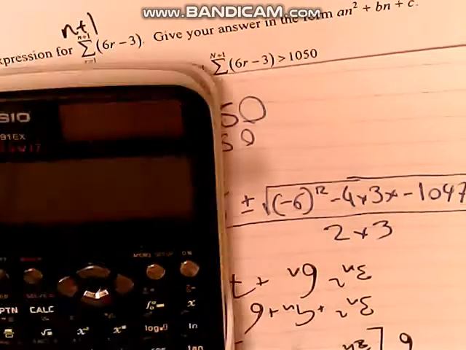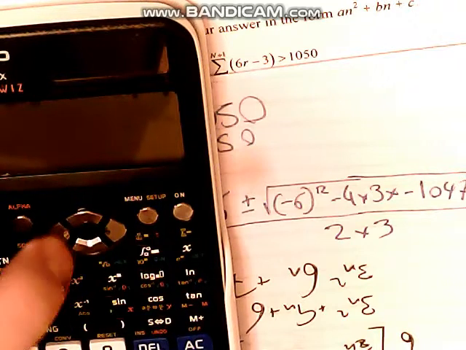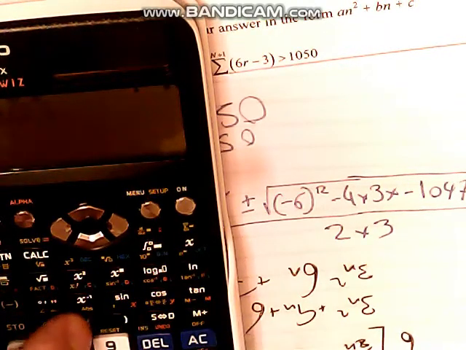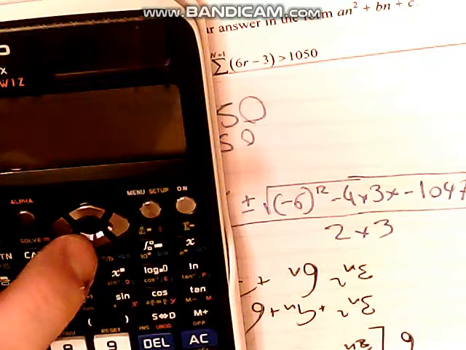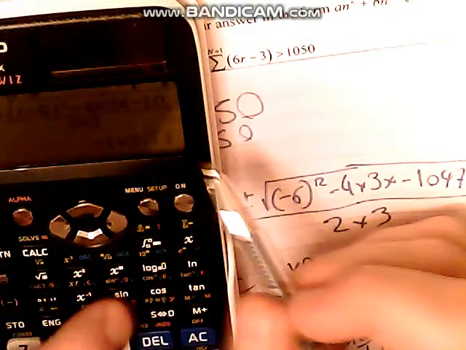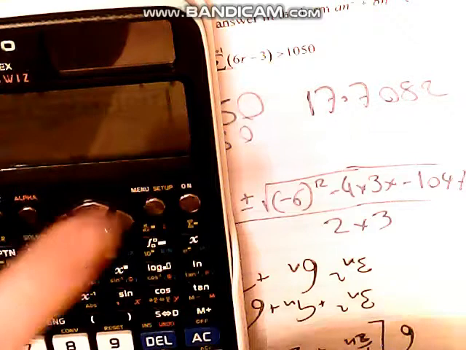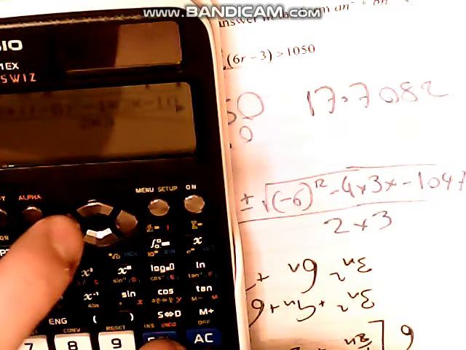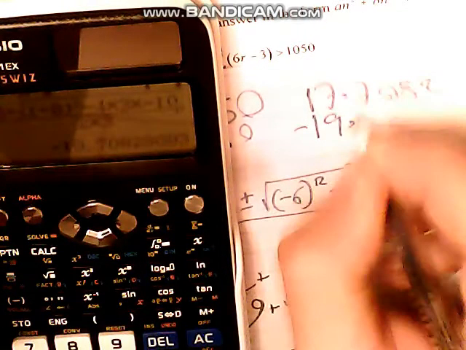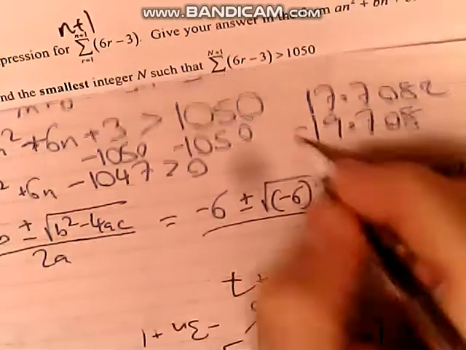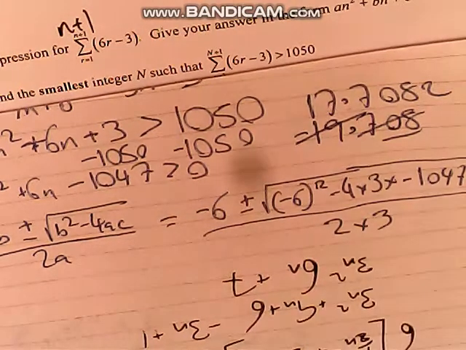I'm just going to type this all into my calculator. Let's do the positive value first, see what happens. The square root of, remember to put all your negatives in brackets, minus 6 squared minus 4 times 3 times negative 1047, divided by 2 times 3. Which gives me 17.7082. I'm just going to flip the signs, just so I've got something else to work out, and I can always ignore an answer in my working out if need be. So if I put the minus in, I get minus 19.708. Now obviously I've got a sequence, so it can't be the minus number, so it has to be the positive number. The question did ask me about an integer, so 17.7 isn't correct, so my actual answer has to be 18.